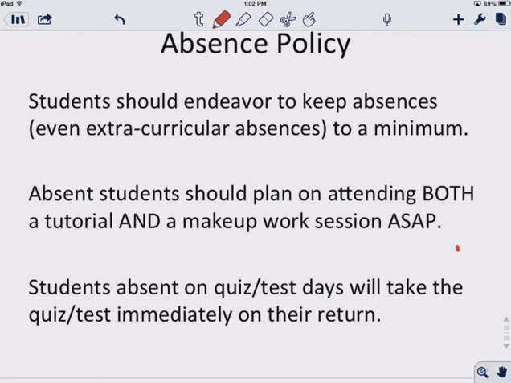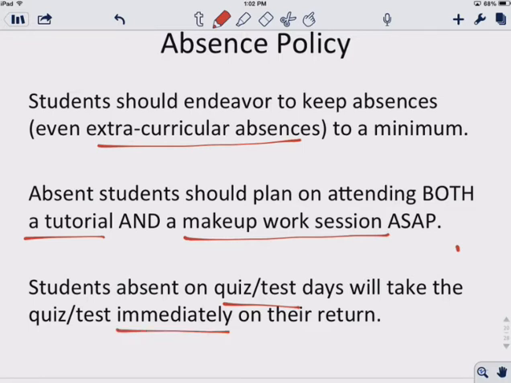Absences. We surely hope that you are going to keep your absences down to a minimum, including extracurricular absences. If you were absent, you should plan on attending both a tutorial session as well as a makeup work session as soon as possible. If you are absent on a quiz or a test day, you will be taking that quiz immediately when you return. So just be aware.